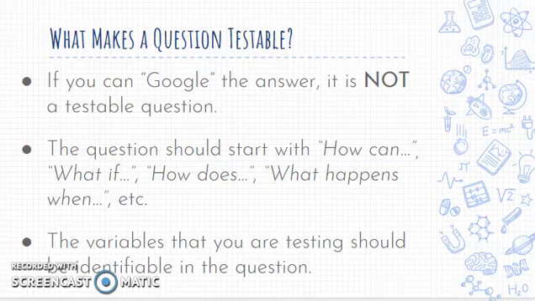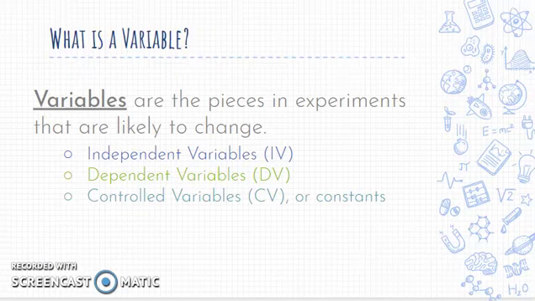So as we look through asking scientific questions, we're going to focus on testable scientific questions. So a good scientific question is going to be testable. And you know that it's a testable question if it can't be Googled. So if you can Google it, it's probably not a scientific question. Phrases you might find that a testable question would start with might be, how can? What if? How does? What happens when? And finally, you should be able to find variables that you're testing within the question itself.